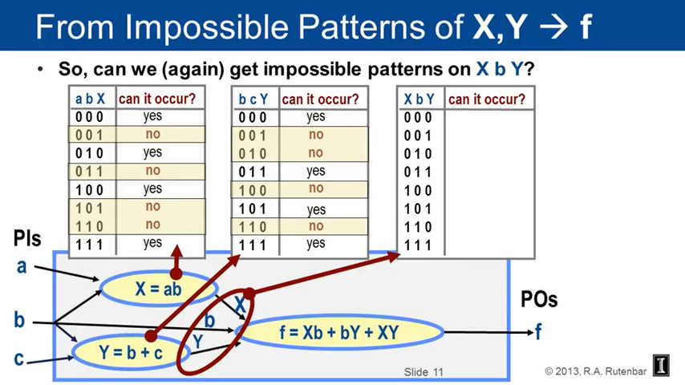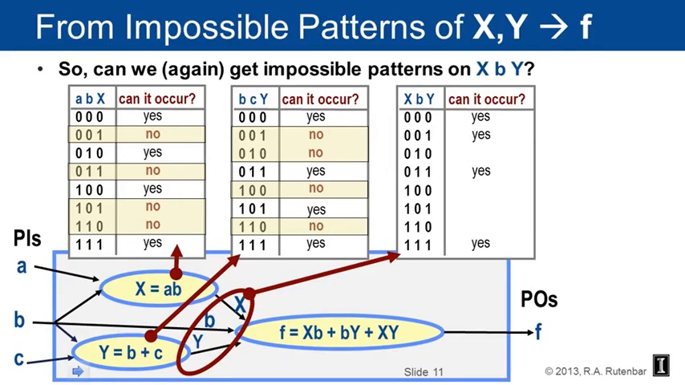And just as before, I don't really want the ABX impossible patterns and the BCY impossible patterns. I want impossible patterns I can do something with, that I can use to create maybe some don't cares for the F node. And so right now, you have no computational technique for doing this other than to stare at this and try to figure out what can and can't happen. So the first thing you do is you say, all right, I stare at it and I believe that XBY is 000, 001, 011, and 111 can happen.